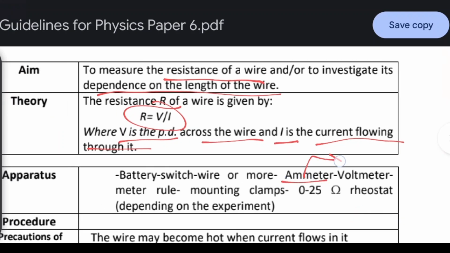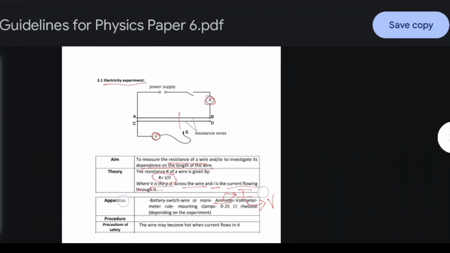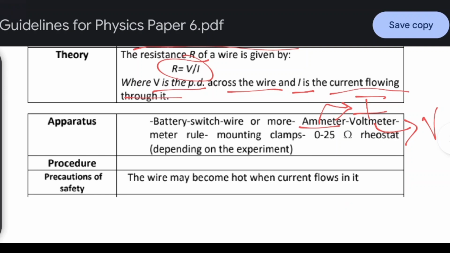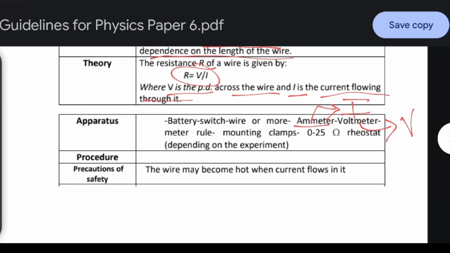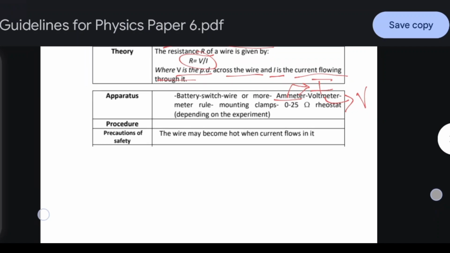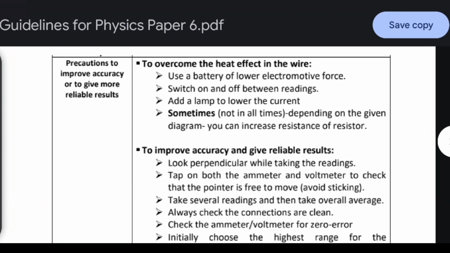The ammeter is to measure the current, that is I, and the voltmeter to measure the voltage, that is V. Then we need a meter rule to measure the length of the wire, of course. Mounting clamps so that we can connect it. Then a 0 to 25 ohm rheostat to change the resistance, depending on the experiment, if you need it or not. Now, the safety precaution: the wire may become hot when current flows in it, so you should keep the current within the limits.